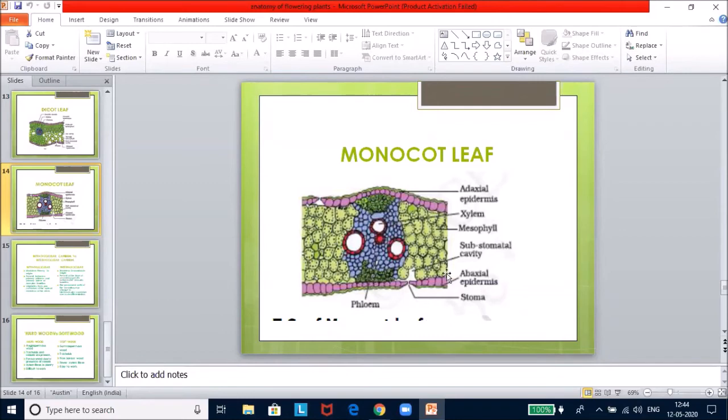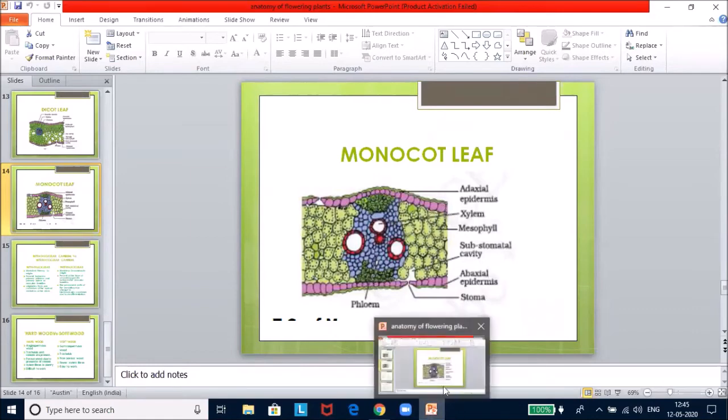That is why it is called isobilateral leaf. And then the mesophyll is not differentiated into palisade and spongy parenchyma. On the upper epidermis, you will find certain cells which get modified into large, empty and colorless cells called bulliform cells. These bulliform cells will give the turgidity to the leaves.